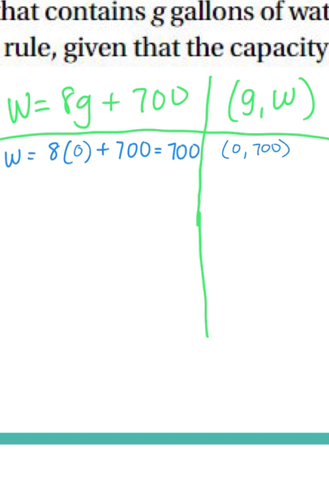Let's do the next one. So 100, W equals 8 times 100 plus 700, oops, equals 8 times 100 is 800 plus 700, that's going to give us 1,500. So our G was 100 and our W was 1,500.